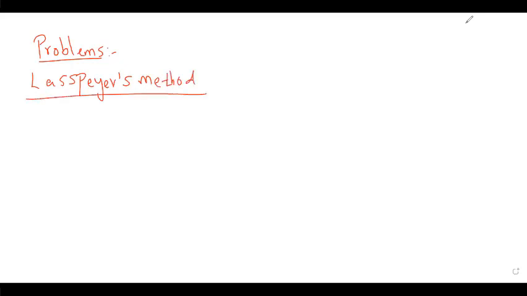Now we will solve problems in the first method, the Laspeyres method. Okay, problems in the Laspeyres method. The first problem is this. Write down this problem.